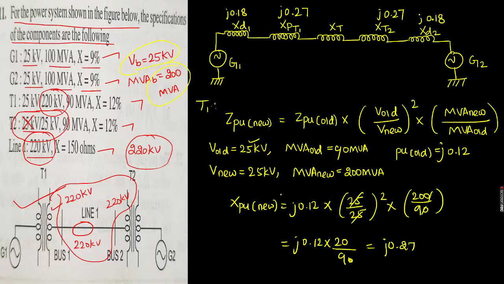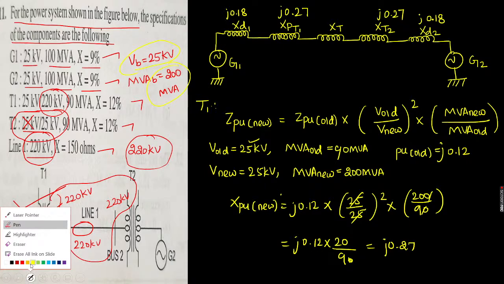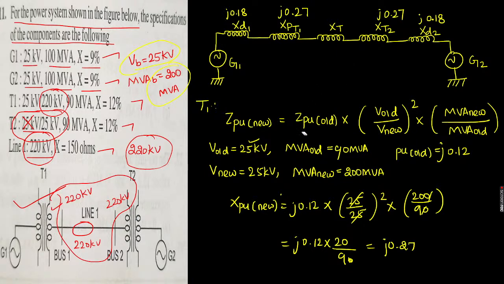What about the transmission line? If you observe the transformer carefully, the secondary side rating of the transformer is 220 kilovolt. So the voltage that appears on the transmission line is 220. Observe the question carefully.